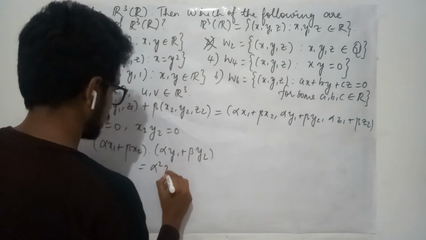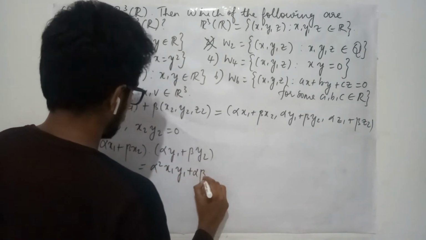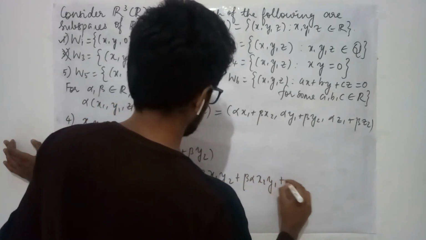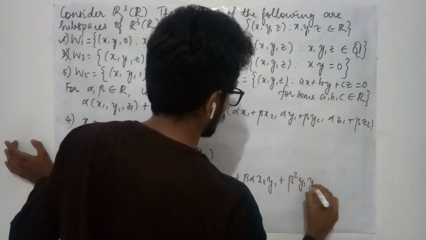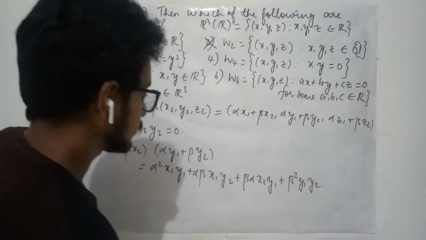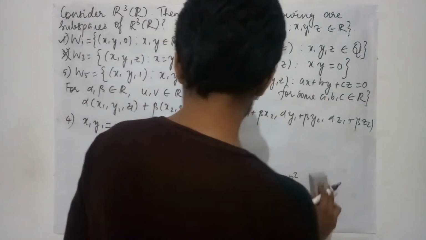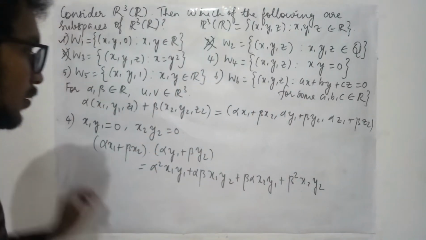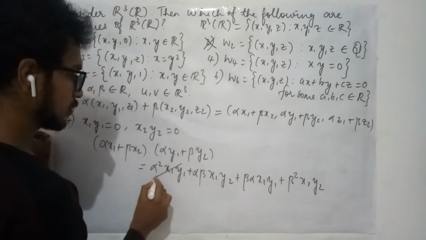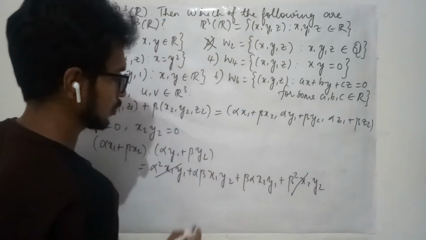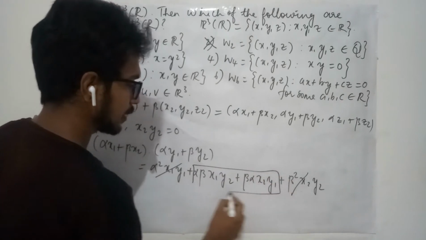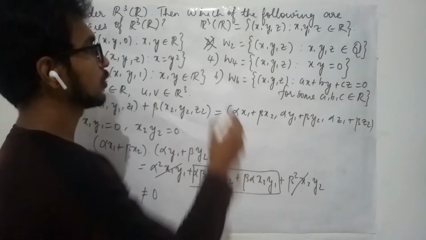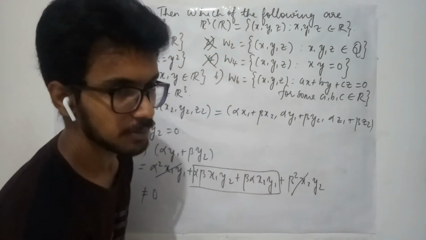So this is alpha square x1 y1, alpha beta x1 y2, beta alpha x2 y1 plus beta square x2 y2, right? So this gives you this quantity is 0 and this gives you this quantity is 0. We have no guarantee that this quantity is 0, right? So this is not equal to 0 always. Therefore it is not a subspace.